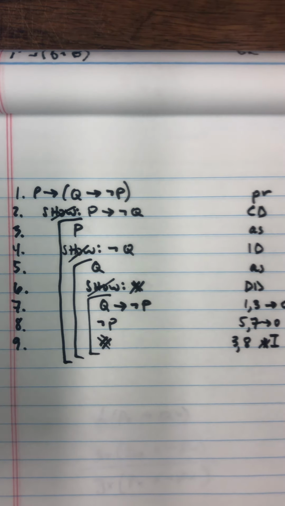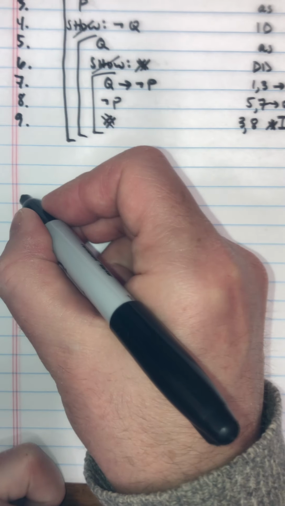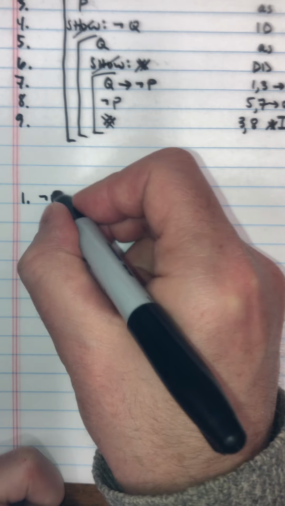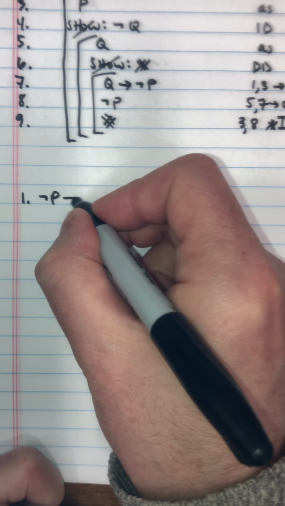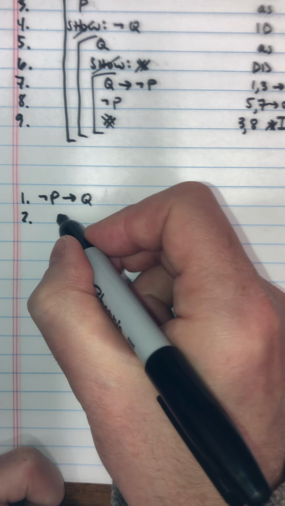The last problem I want to do in this video is an example of a strategy that's good to employ in certain situations. And this is actually on page 56 now of slideshow 16. And here's the problem. Suppose we got as a premise not P arrow Q, and we want to show P or Q.